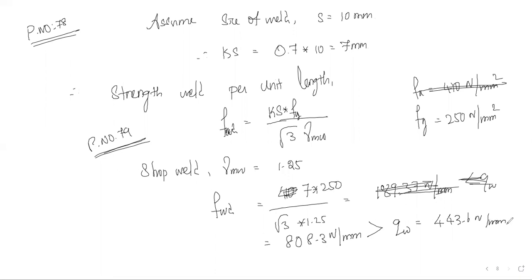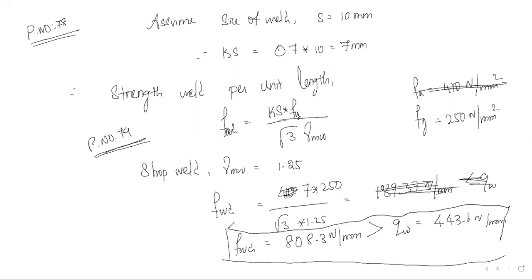Newton per mm. Okay, but if I'm going to provide the size of weld as 10 mm, then it can withstand up to the force of 808.3 Newton per mm. So hence safe. Hence the connection between the flange and the web will be safe if I'm going to provide 10 mm size of weld. So next step, step 10.